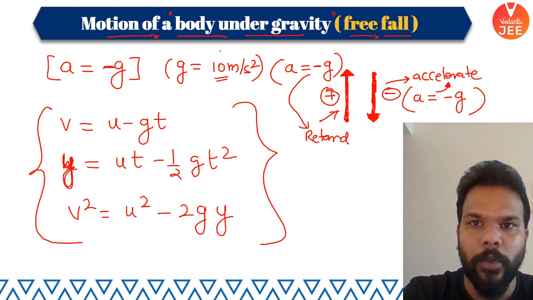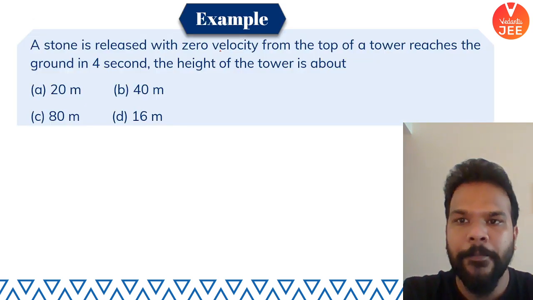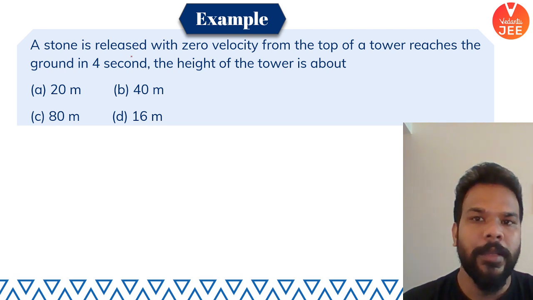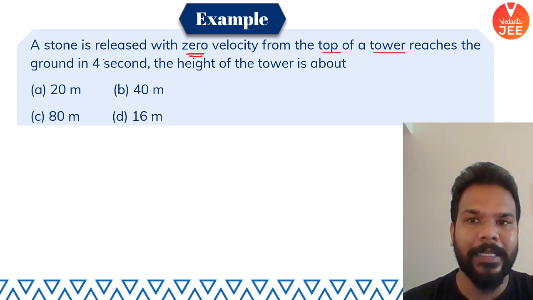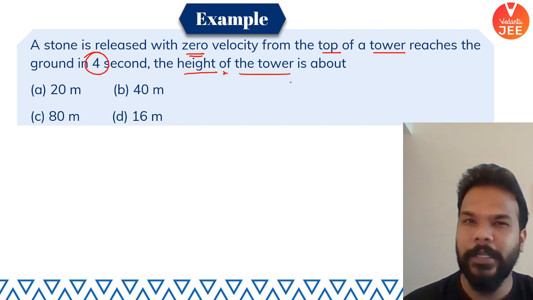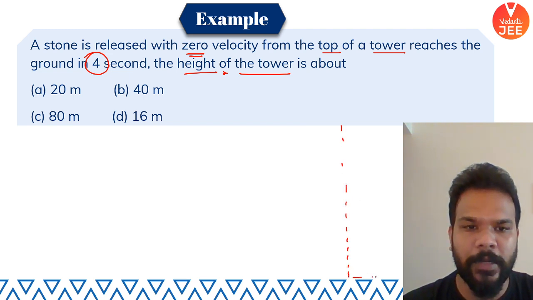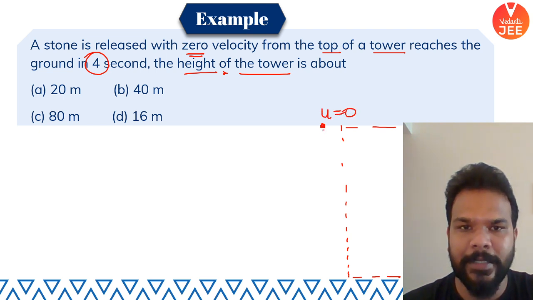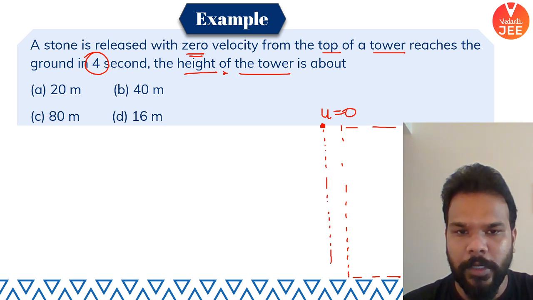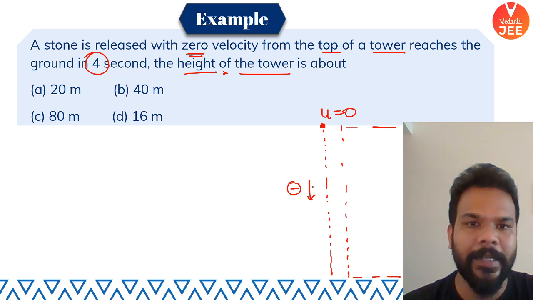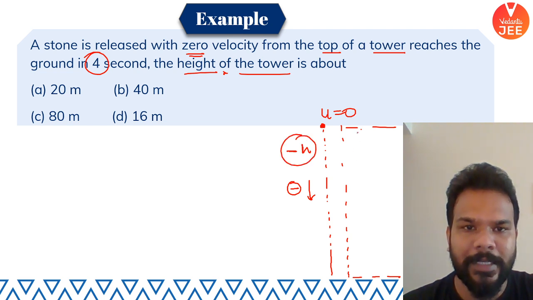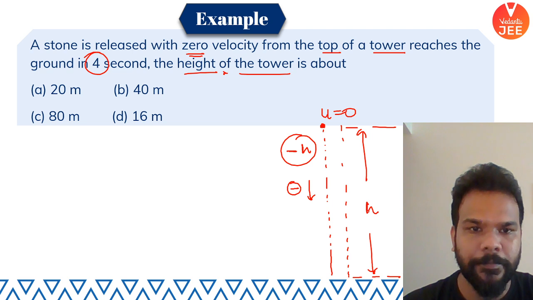Okay guys, cool. So let me again clarify this with the help of examples. Let's see the very first question. This says that a stone is released with zero velocity. That means it has been dropped from the top of a tower and it reaches the ground in 4 seconds. So we have to find out the height of the tower. When you are dropping something from the top of a tower like this, when the body starts moving, its velocity is 0, and when it is traveling downward, the direction of motion is negative and the displacement covered by the body is basically minus h. Why minus h? Because that's basically the height of the tower, right?